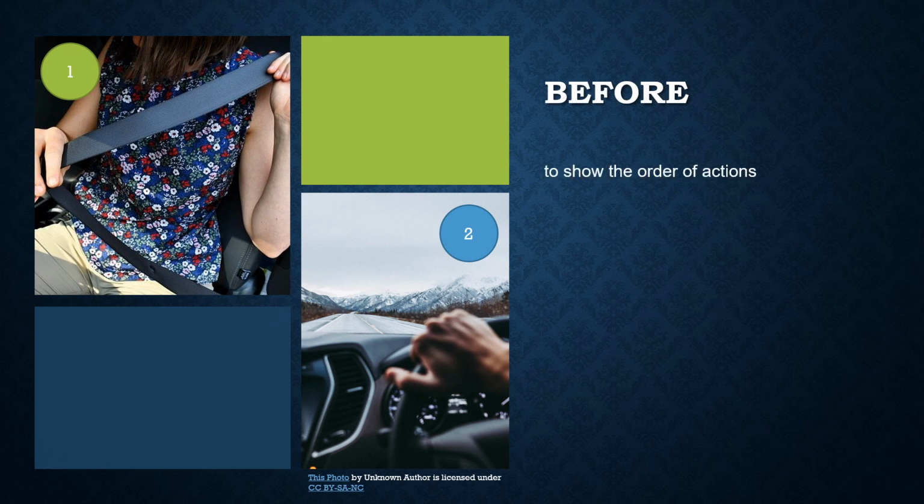Now let's look at the joining word before. Before helps to show the order of actions in a sentence. So in this example, you should put on your seatbelt, number 1, before you start driving. So it's to show that the seatbelt is first and the driving is second. You should put on your seatbelt before you start driving.